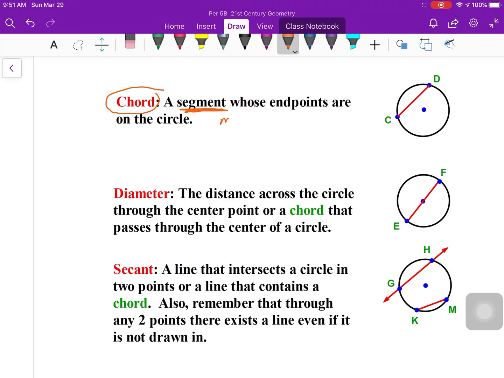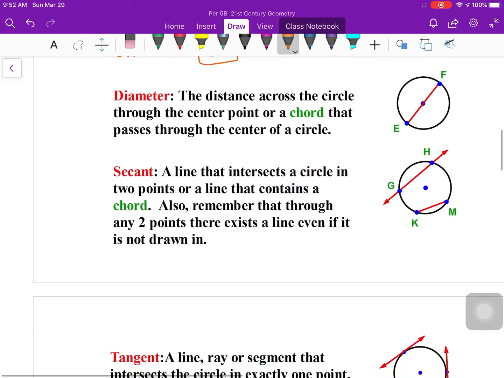Now, a chord must be a segment, so that's mandatory. It has to be a segment. And a chord has to have both of its endpoints on the circle itself. So the red shape we see over here is what a chord would look like. And when we name a chord, we have to name it with the segment symbol. So we would put C, D, and we put a segment symbol on the top. And chords may not be new to you. It depends upon your earlier math classes, but it's something that's new to us in geometry. We haven't seen it yet in geometry.